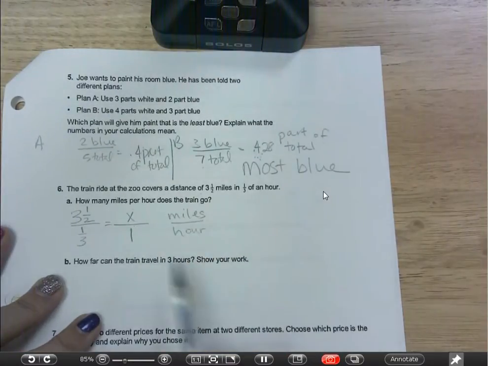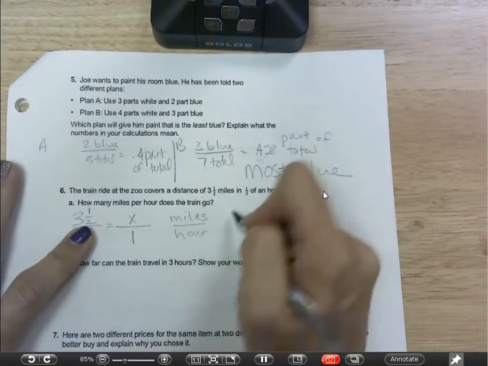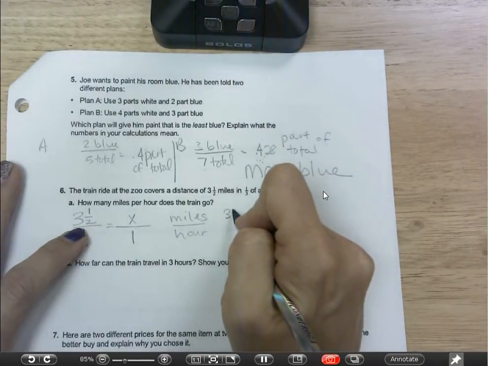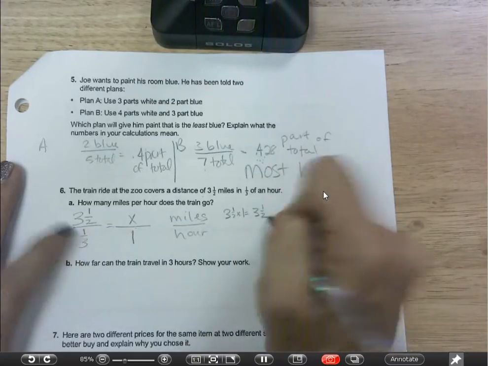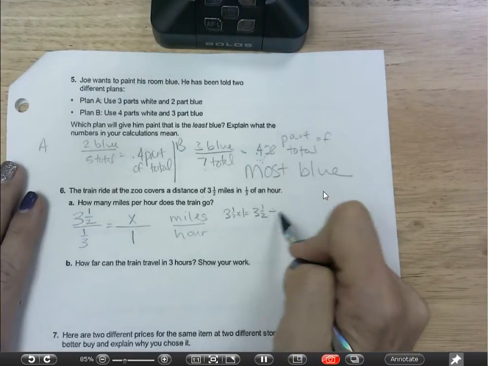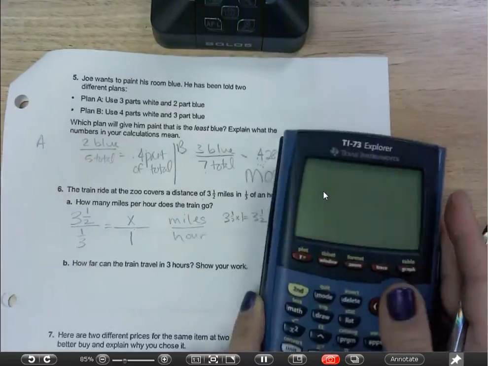So I could do this one of two ways. First, I could do a proportion. So multiply the partners. 3.5 times 1 gives me 3.5. And then 3.5 divided by 1/3. So you could use your calculator to do this.